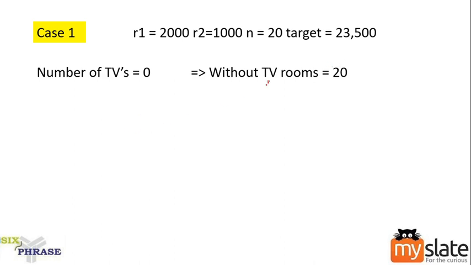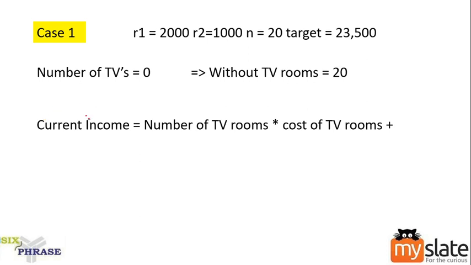So now we have to calculate the income. What will be the income? Current income is nothing but income is dependent on income from TV rooms and income from non-TV rooms. Yes. So number of TV rooms into its cost. Correct? That is what you will do. If you have one room, you will receive 2000. If you have two rooms, you will receive 4000. So number of TV rooms into its cost. This is for TV rooms.